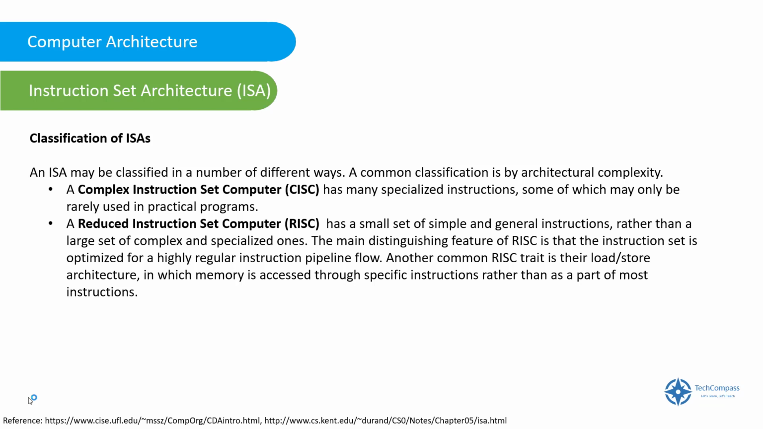A complex instruction set computer has many specialized instructions, some of which may only be rarely used in practical programs. A reduced instruction set computer, RISC, has a small set of simple and general instructions rather than a large set of complex and specialized ones. The main distinguishing feature of RISC is that the instruction set is optimized for a highly regular instruction pipeline flow. Another common RISC trait is their load and store architecture, in which memory is accessed through specific instructions rather than as part of most instructions.